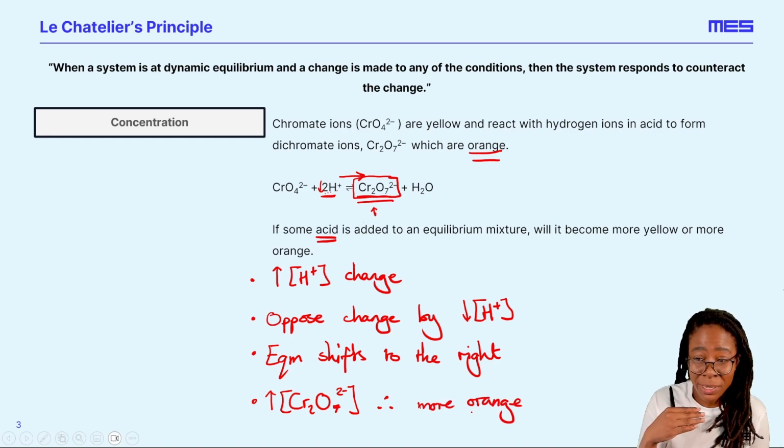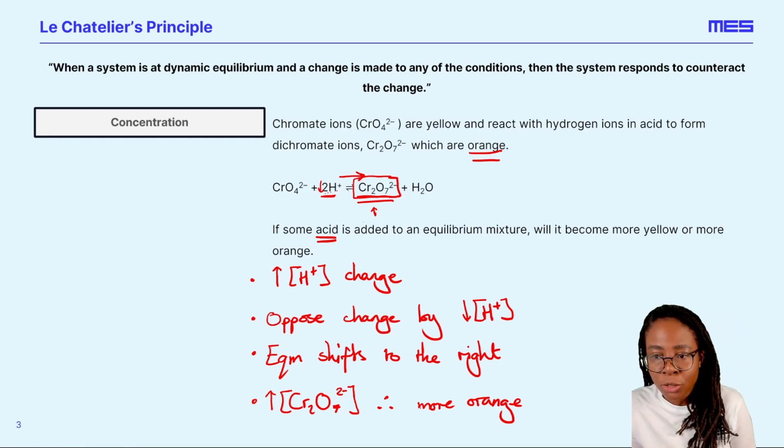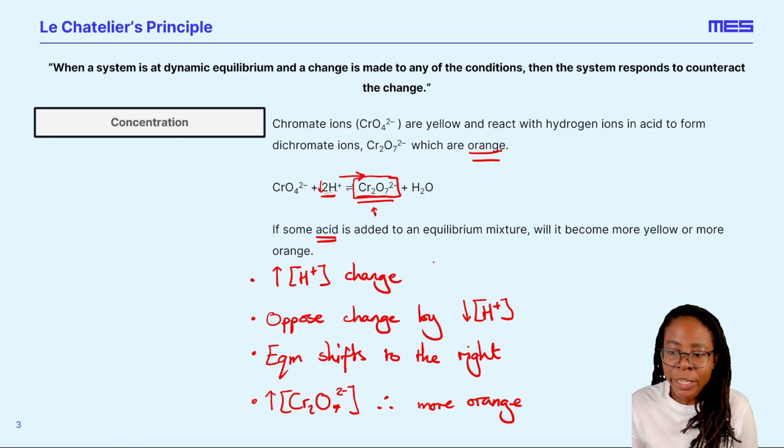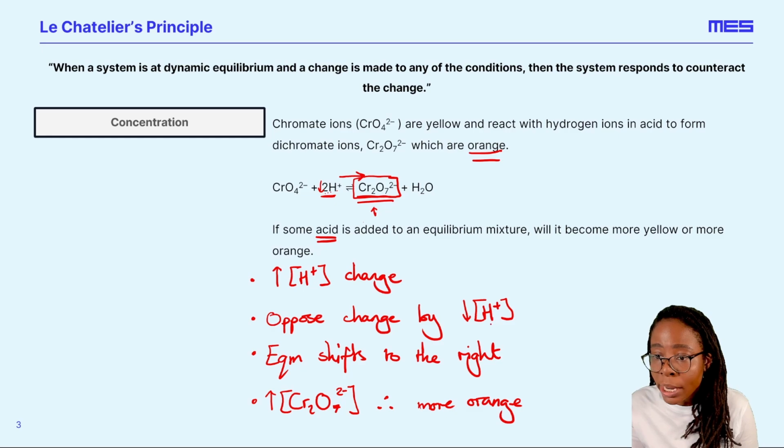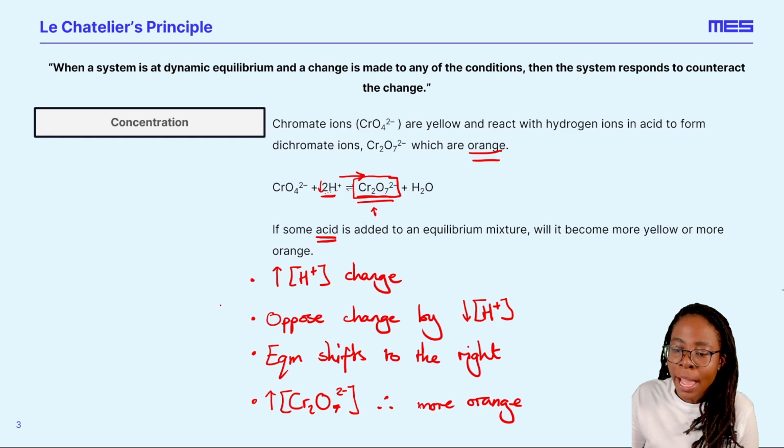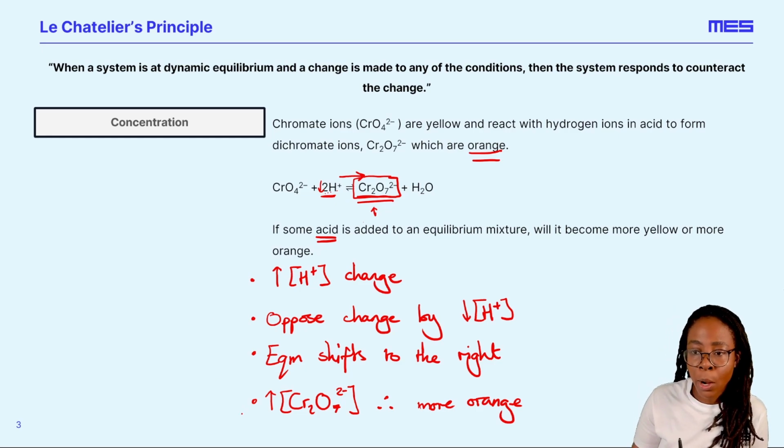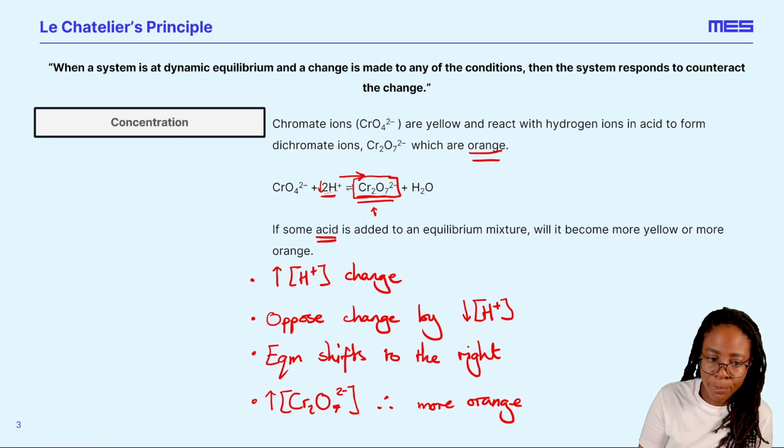Right, let's go through those steps again. We increase the H plus concentration by adding acid. The equilibrium will shift to oppose that change. So we'll have to shift to the side where there aren't H plus ions, using those up. And so we are going to produce more of our orange dichromate ions.